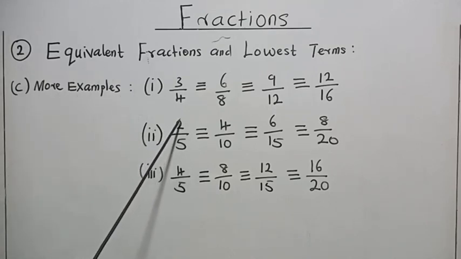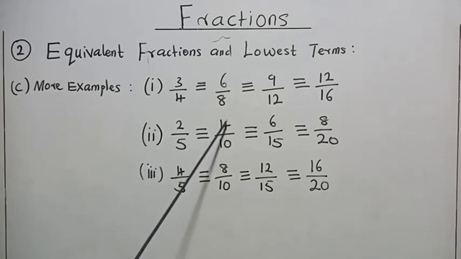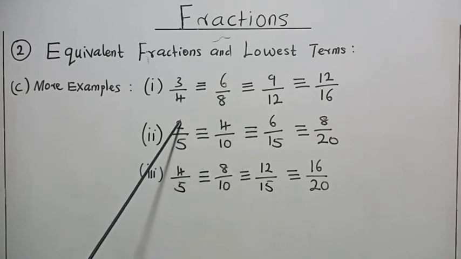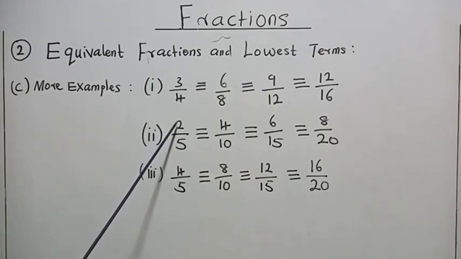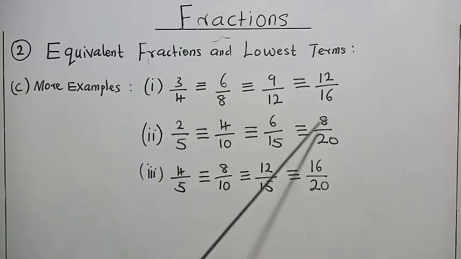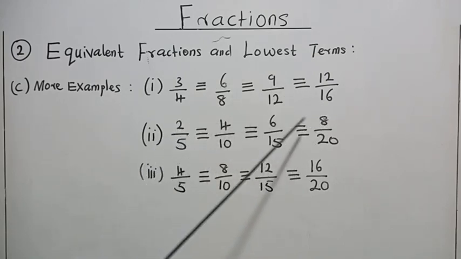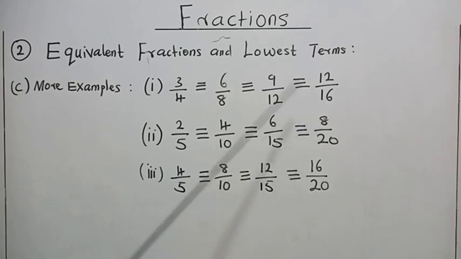Similar thing happened in these other examples. Let's go on, please. 2 over 5. I chose 2 to multiply up and down to give us this. 2 times 2, 4. 5 times 2, 10. Now I choose 3 to multiply up and down to give us this. 2 times 3, 6. 5 times 3, 15. Now I choose 4 to multiply 2 and 5 to give us this. 2 times 4 is 8. 5 times 4 is 20. Therefore, 2 over 5 is equivalent to all these 3.